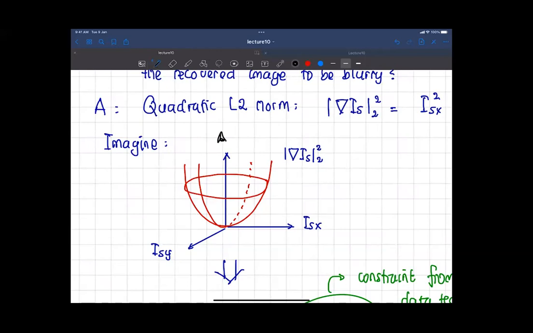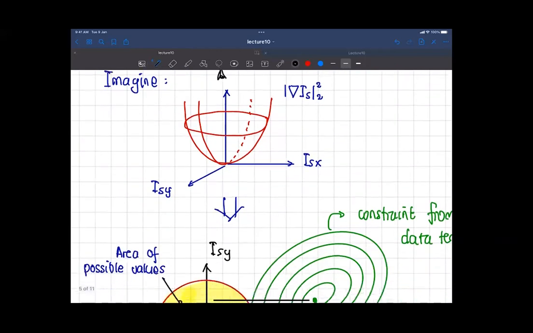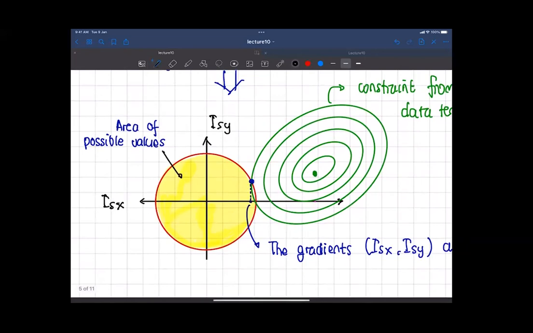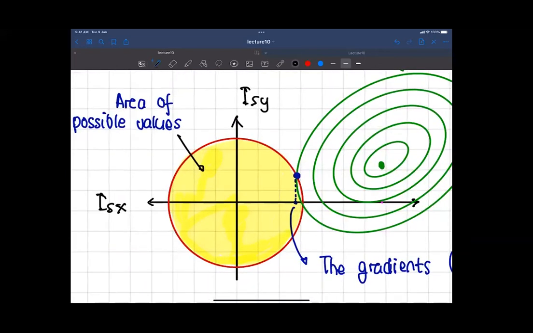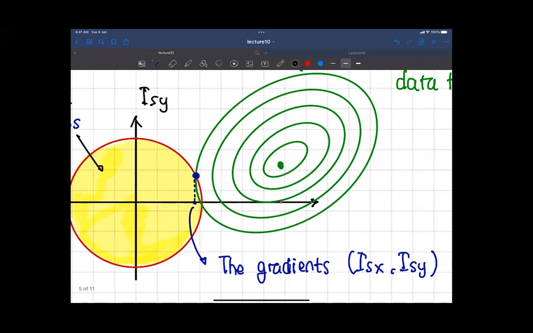Now, if you look at this curve from the top, you will have this yellow circle. The yellow circle is actually the same as this curve watched from the top. So imagine that you have this red and yellow curve as your regularization term, your second term. And in your first term, you have this green curve. This green curve is not necessarily convex. In this case I drew it convex, but it can be in any kind of shape. Even non-convex is fine.